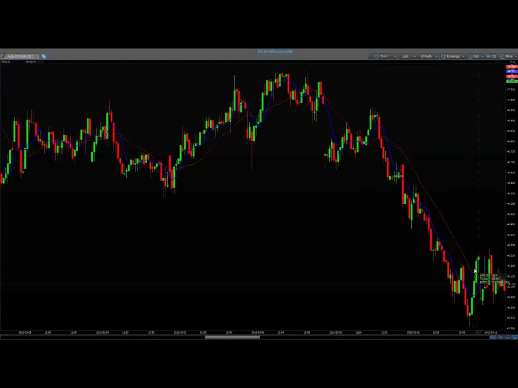So there it didn't close. Here it closes above the 21. Would have made a 405 profit on the short, 405 based on a 21 SMA stop.